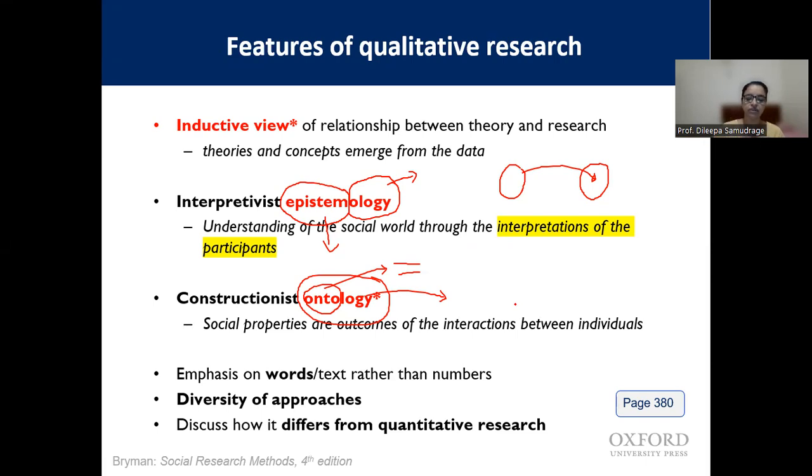Constructionist ontology means social properties are outcomes of the interactions between individuals. Because reality is a complex thing, you may find valid, equal observations about it. So when you try to study reality, there may be valid reasons from different angles.